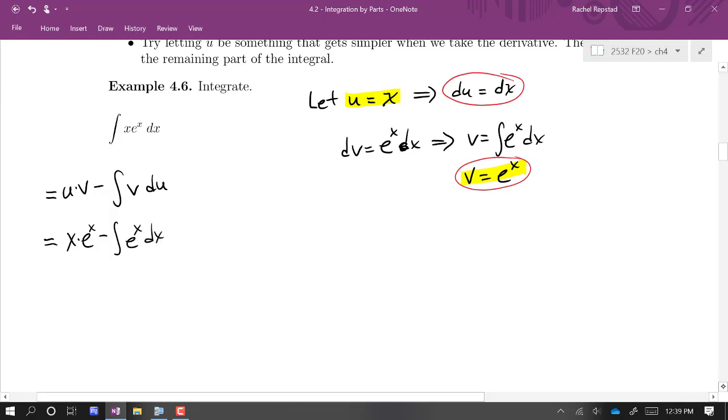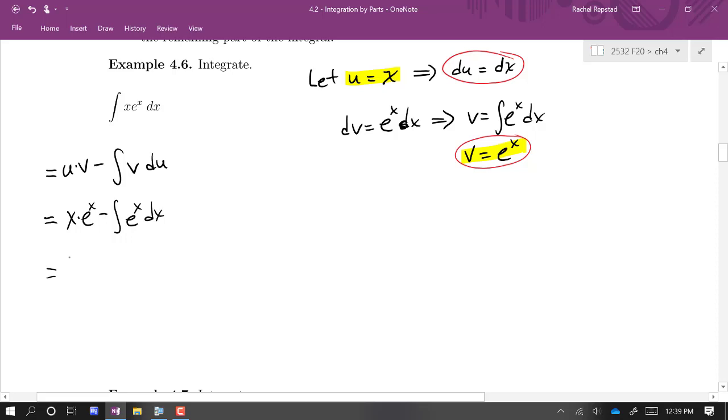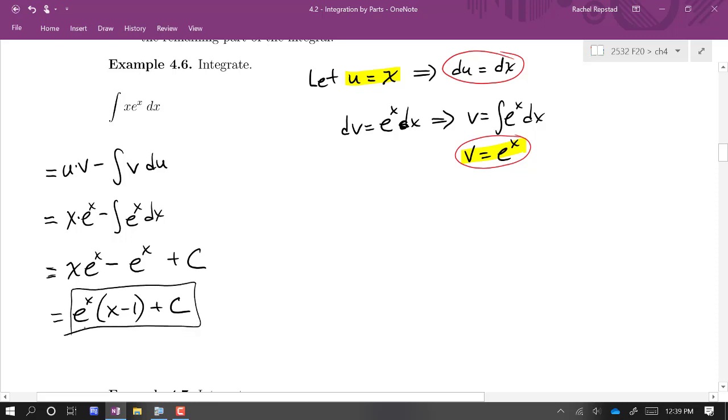This doesn't finish the problem for us, but we've now rewritten it as an expression that involves an integral we know how to do. We can integrate e to the x dx. We just did it in this setup. So let's finish this up. x times e to the x minus the integral of e to the x, which is still e to the x, plus a constant. And we can make this a little bit simpler if we just factor out an e to the x. So there's our result: e to the x times (x minus 1) plus a constant.